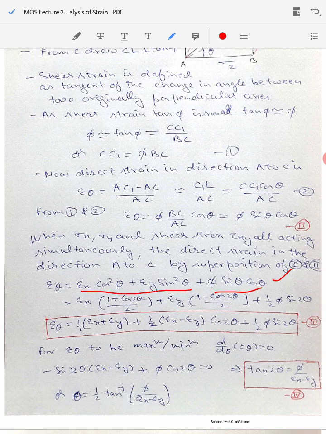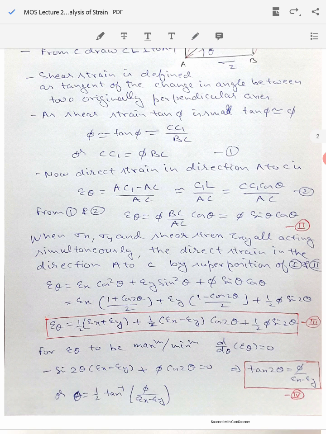We can express cos square theta, sin square theta and sin theta cos theta in terms of cos 2 theta and sin 2 theta like shown here, and after simplification that will give us this equation 3. So this is our equation 3, which gives us the strain at an angle theta if you know the value of strain in the direction x and y as well as the value of shear strain phi.